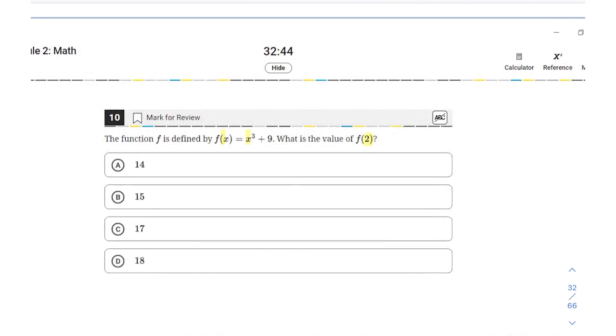So here, oops, let me rewrite that. But here, if you have f of 2, that's going to be equal to 2 cubed plus 9. 2 to the third power is 8. 8 plus 9 would give us 17 as our correct answer here, which is going to be answer choice C for number 10.